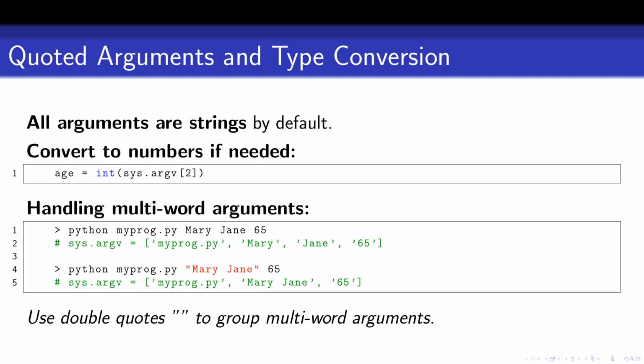For instance, Mary Jane enclosed with double quotes will be interpreted as a single argument, while Mary Jane without the double quotes would be treated as two. This has real-world implications when dealing with names, file paths, or descriptions passed into your program. Understanding and handling these edge cases ensures your scripts work reliably no matter how users provide input.